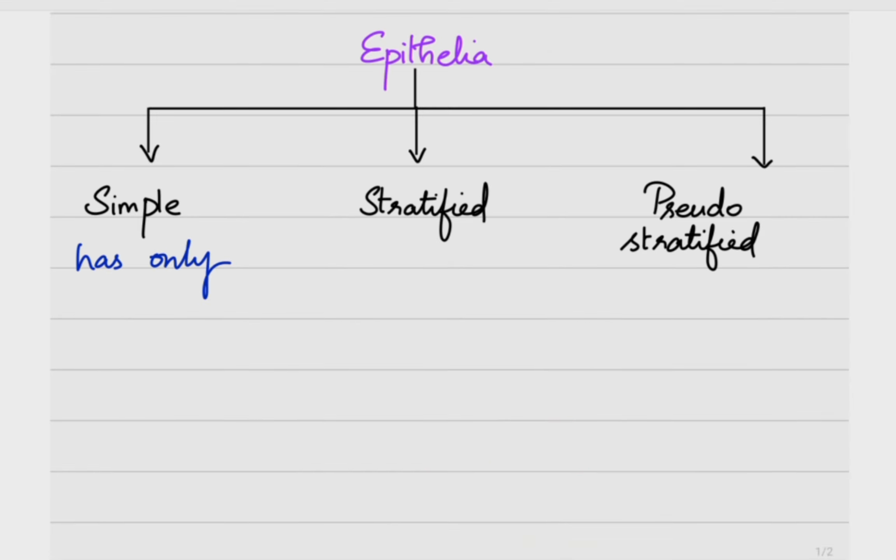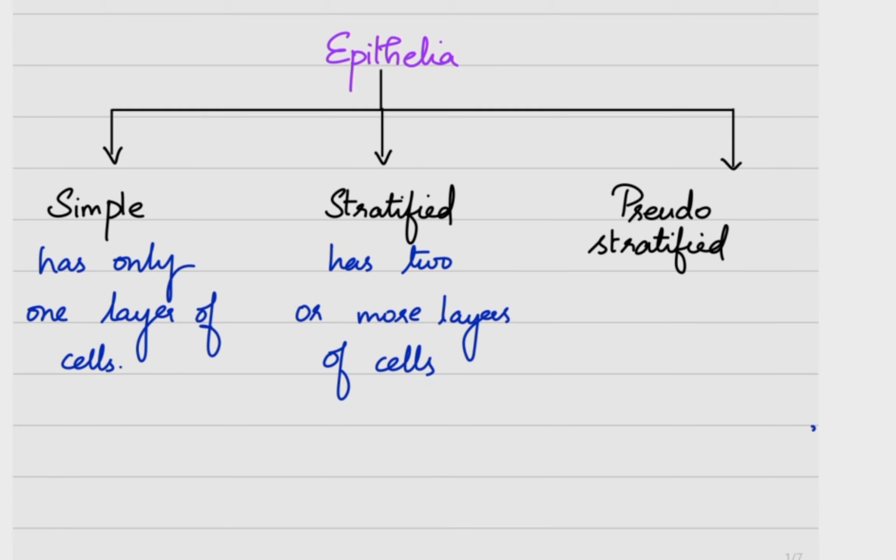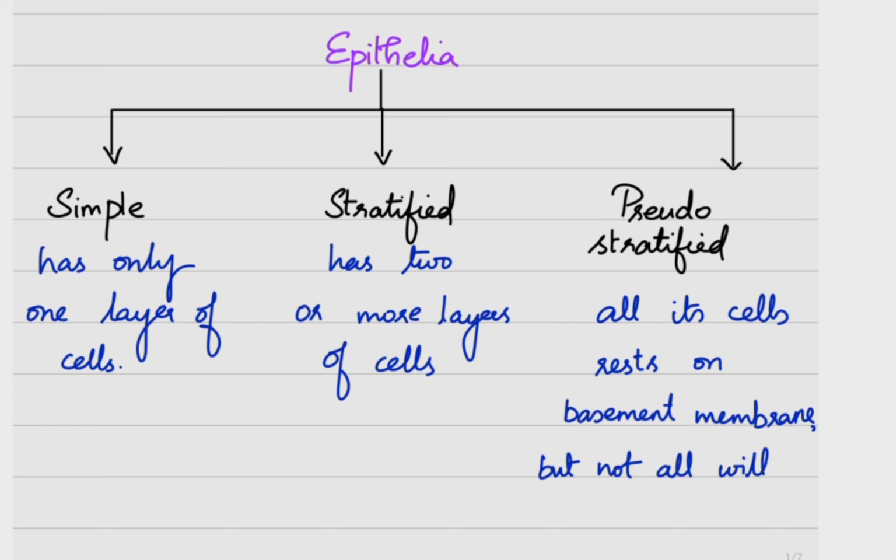Now, what is simple epithelium? This simple has only one layer of cells which are arranged very close to each other. Stratified means it has two or more layers of cells arranged in a row. Now, pseudostratified means all its cells rest on the basement membrane, but not all will reach the surface.